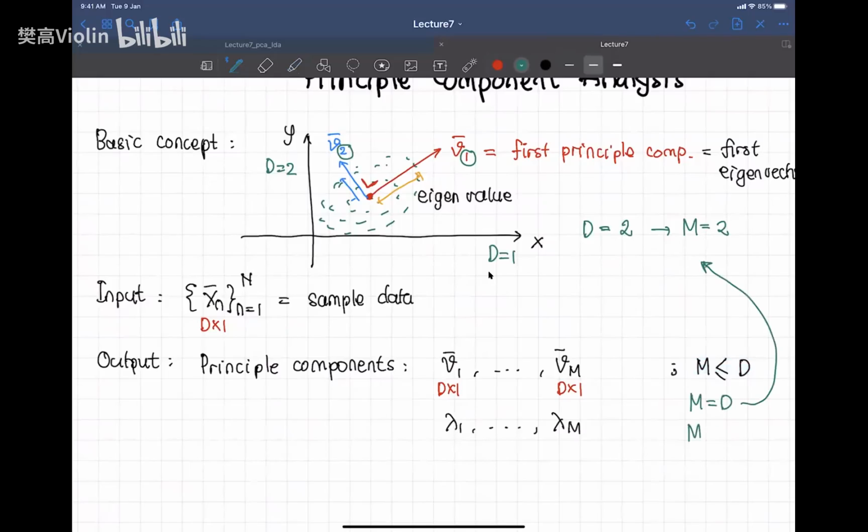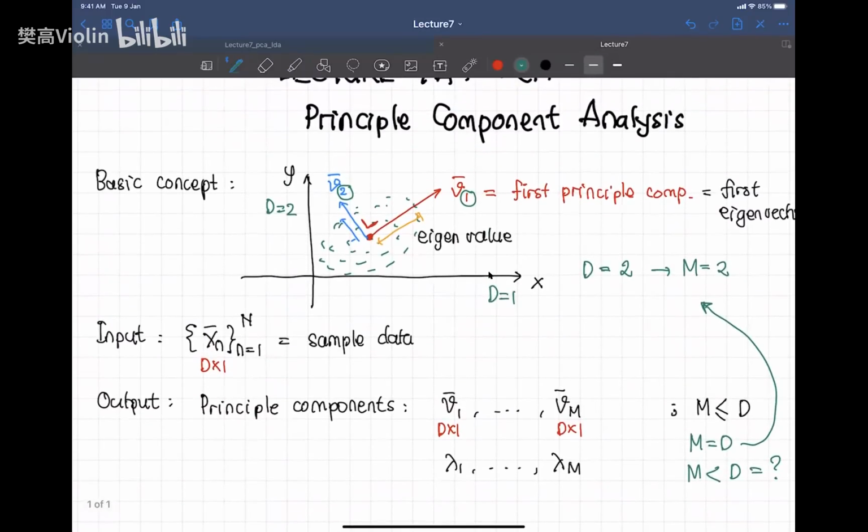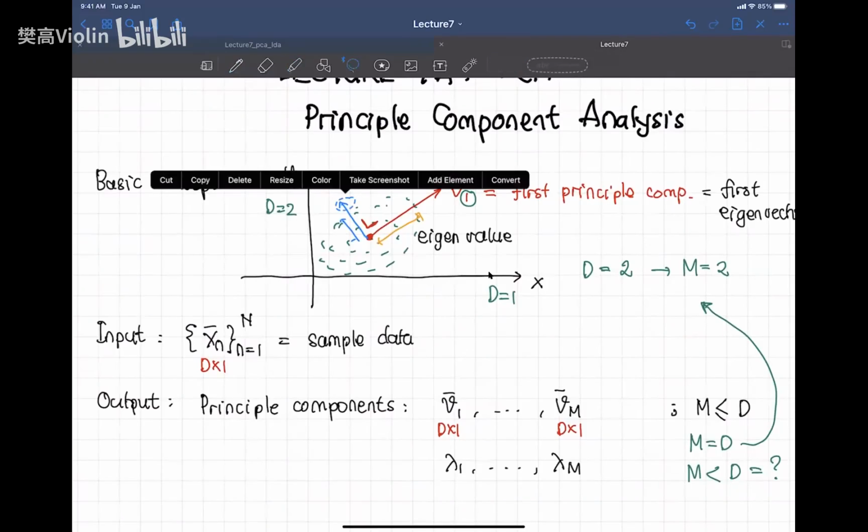But if M is smaller than T, what does it mean? All right, if M is smaller than D, what does it mean by that? Well, it's very simple. For our example here, it means that we don't have this one. You remove this one. You remove the second principle. You only have the first principle. Okay, so that's the meaning of M smaller than D. We remove the second principle.